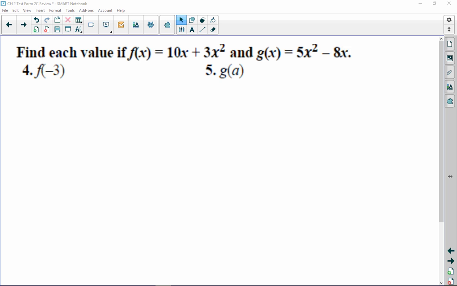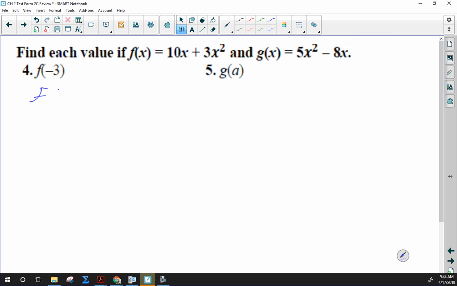Okay, so find each value of f of x equals 10x plus 3x squared, and g of x equals 5x squared minus 8x. Okay, now make sure that you're copying this down. Why? This should be an easy grade, right? If you're following along and copying everything that I copied down, take good notes, you get an easy grade.